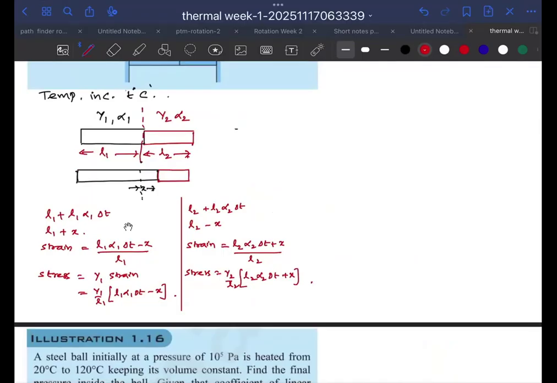Stress is common for both because same cross-sectional area. I am repeating again. Stress is common.